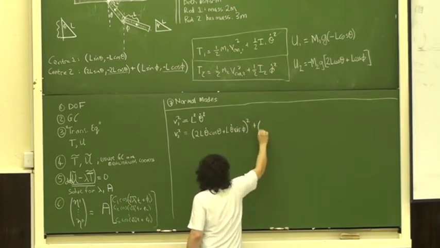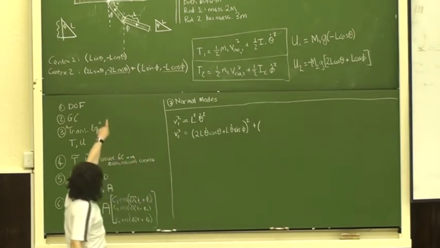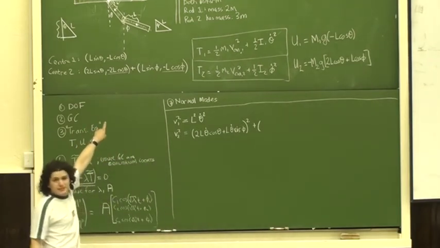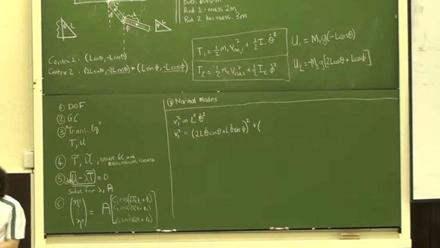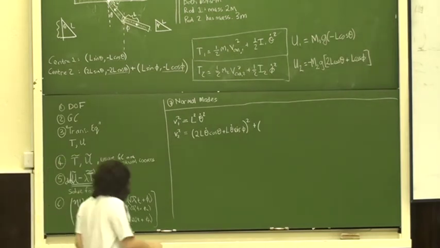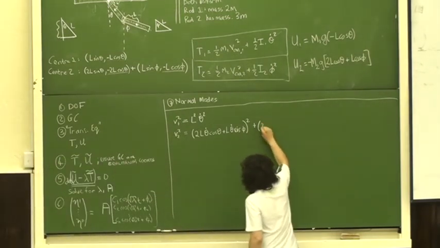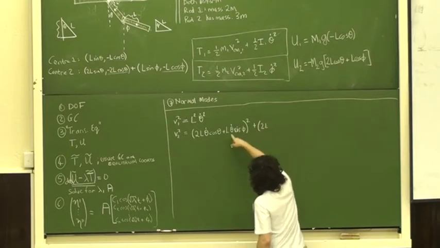squared, plus the second term. And that's going to look like the minus is going to cancel with the minus from differentiation, and we're going to get 2L theta dot.